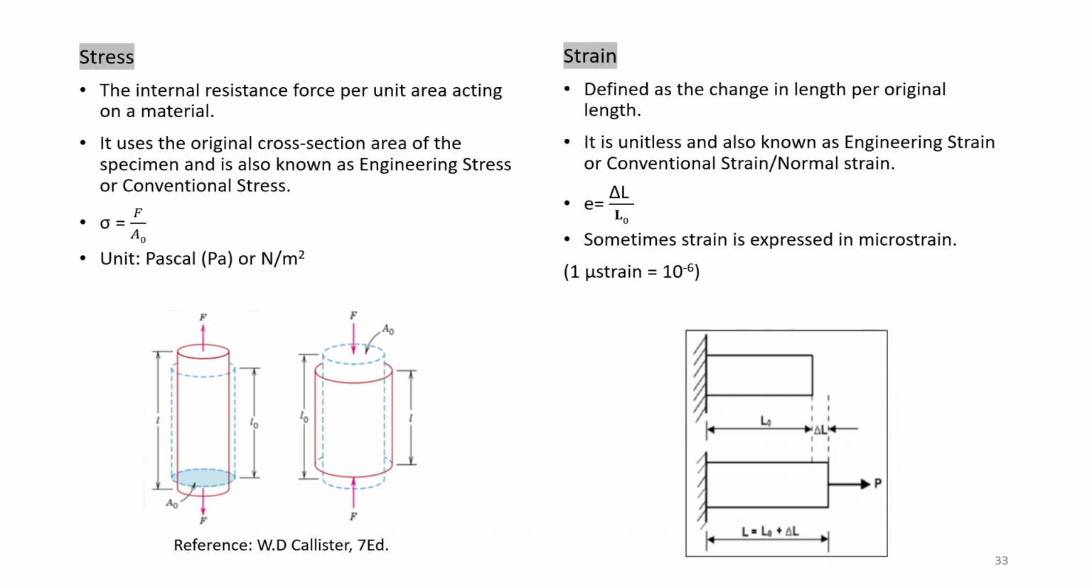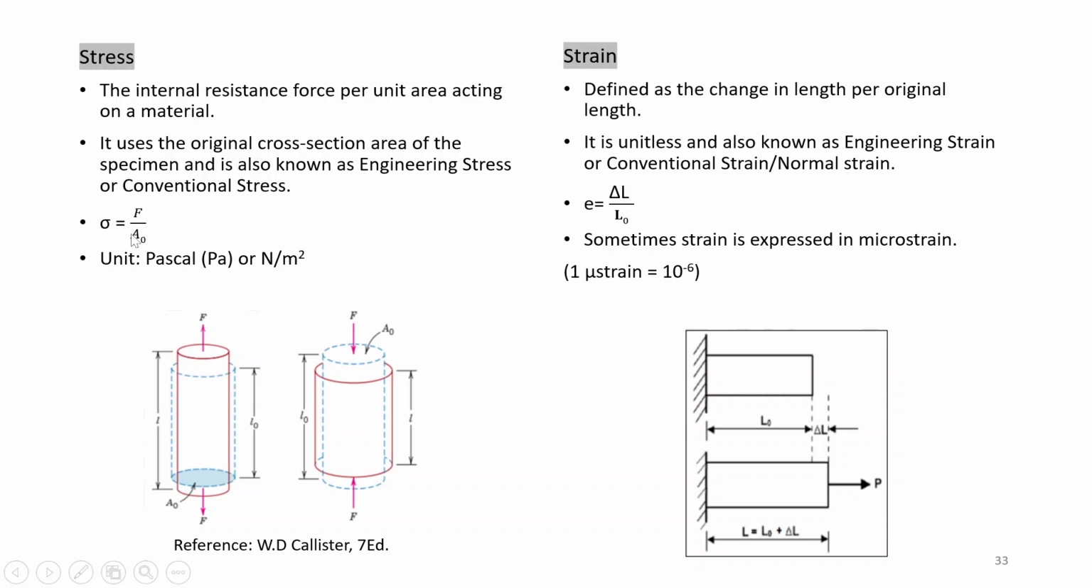Next we have stress and strain. Stress can be of two types: engineering stress and true stress. In case of engineering stress, it is the internal resistance force per unit area acting on a material. It uses the original cross sectional area of the specimen and is also known as engineering stress or conventional stress. Okay, so sigma is equal to F upon A naught, where A naught is the original cross sectional area.